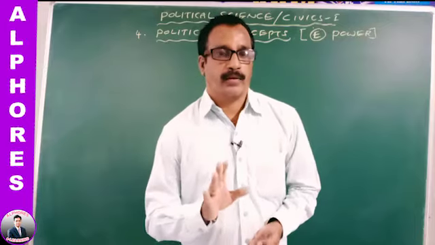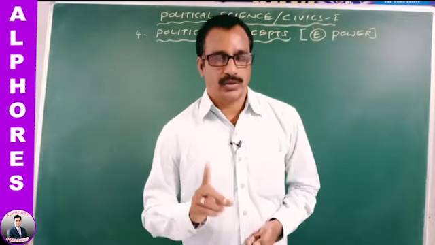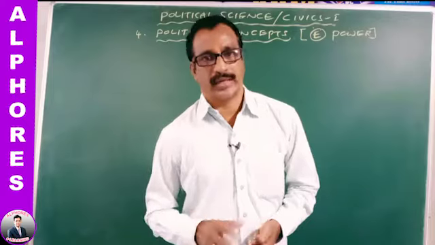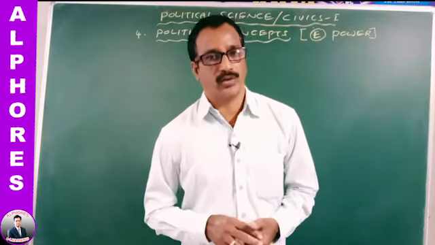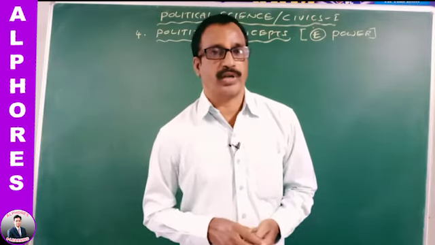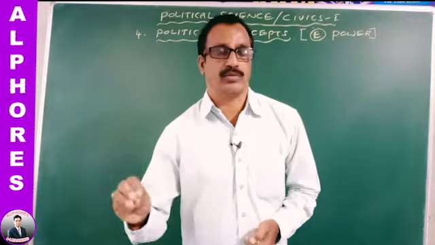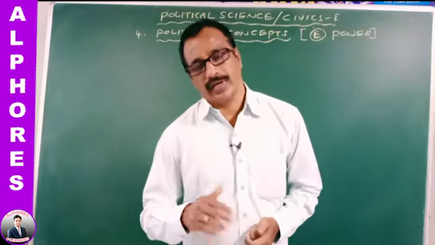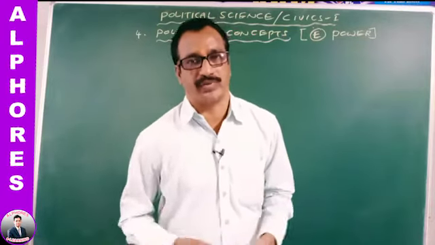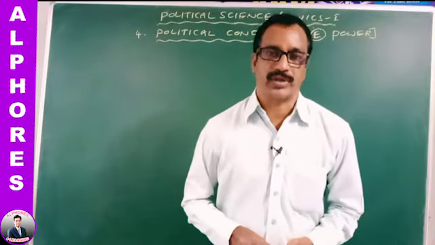Then, forms of power. There are 5 types of power. One is political power, 2 technological power, 3 economic power, 4 ideological power, 5 national power. Coming to political power. In politics or in political science, power is nothing but political power. It may be in other forms like the power of the state, power of the government, power of the law, through which the state operates its political power.